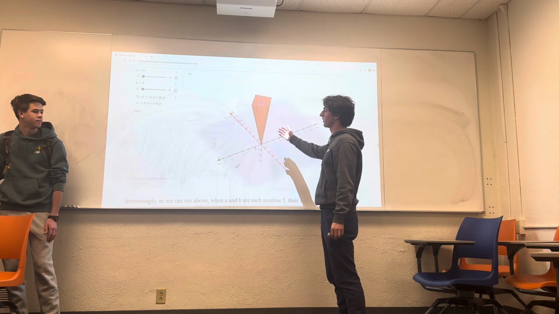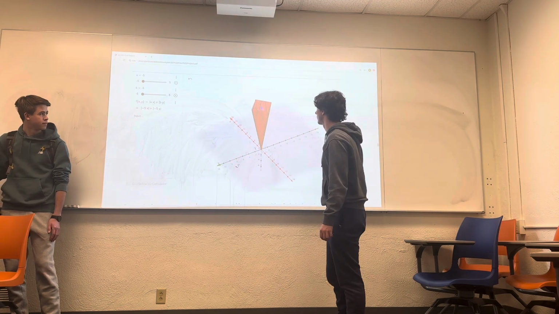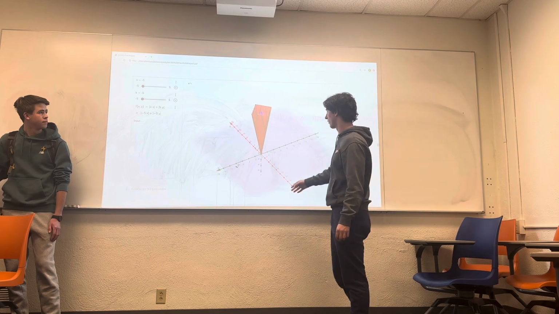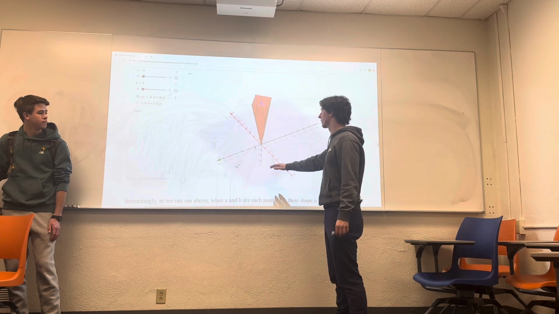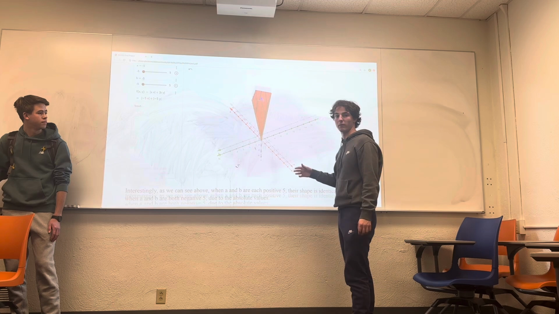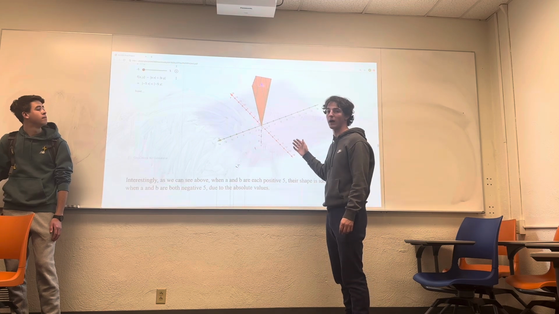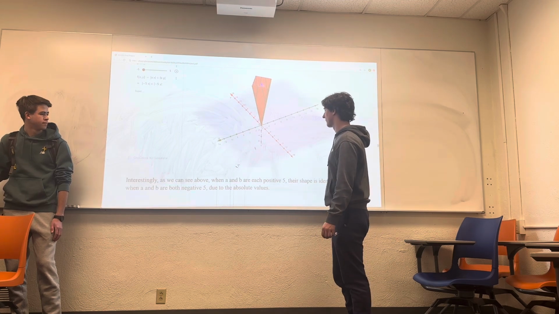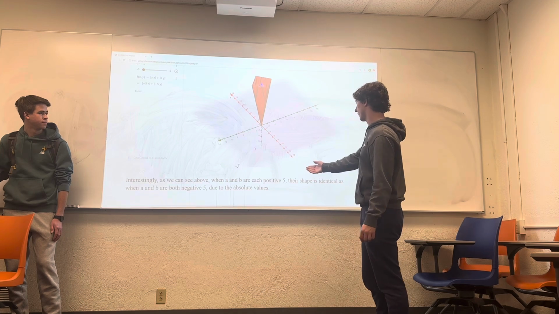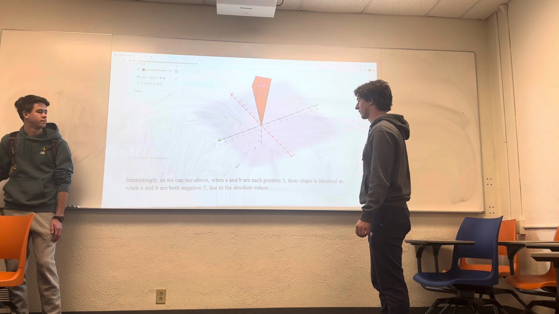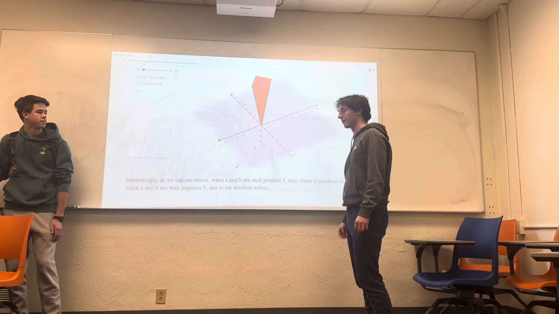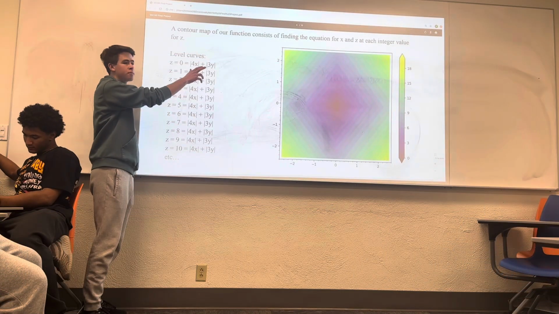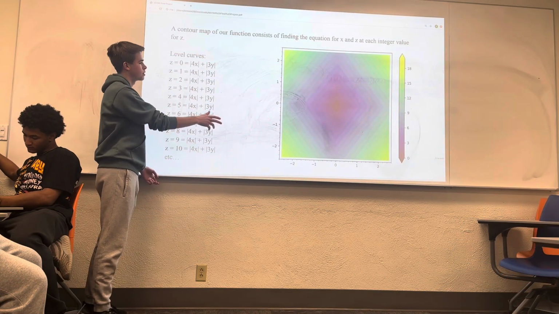And it's the same thing for the negative because we have those absolute values, which is interesting. That is also why it never goes below 0, and the function does not change between positive 5 and negative 5. When a and b are each positive 5, the shape is identical to when a and b are both negative 5. Alright, so here we have a contour map of the different level curves for our function.